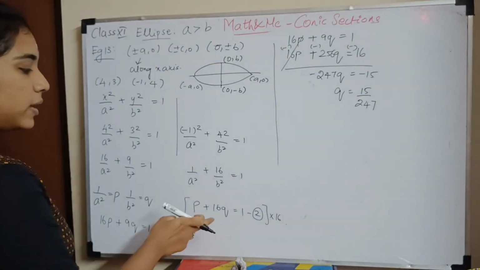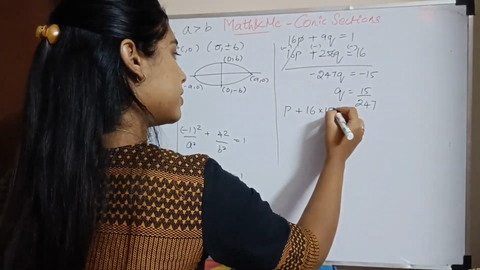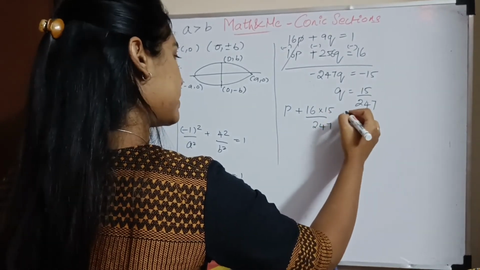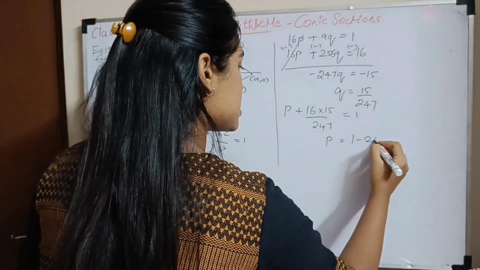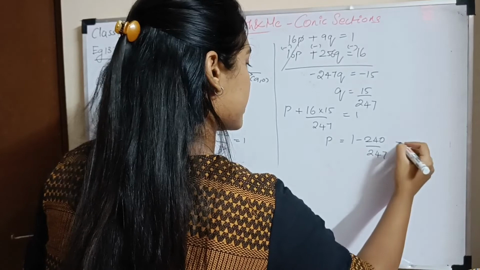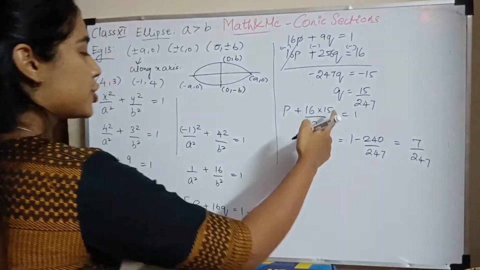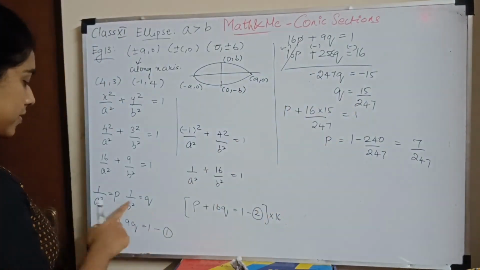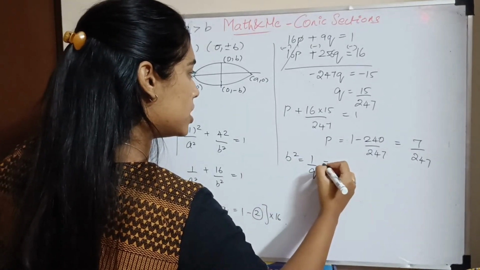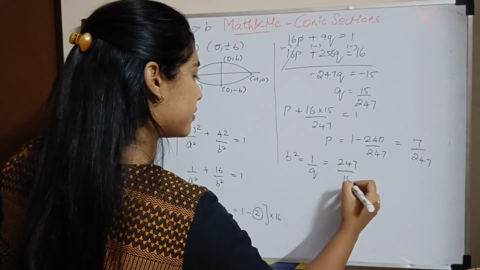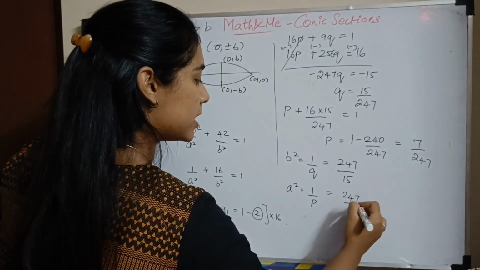Now I am going to substitute the q value in the equation. So I'll have p plus 16 times 15 divided by 247 equals 1. So my p value will be 1 minus 240 divided by 247. So 247 minus 240 by 247. So it is 7 by 247. So if my value of q is 15 by 247, what is 1 by b square? So now b square is 1 by q, which is 247 divided by 15. My a square is 1 by p, which is 247 divided by 7.